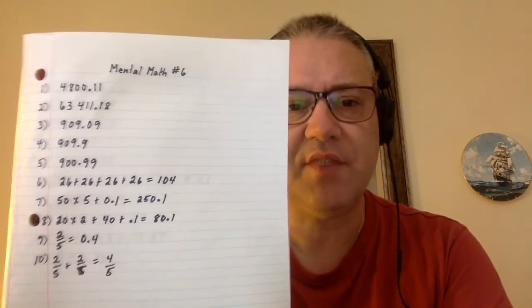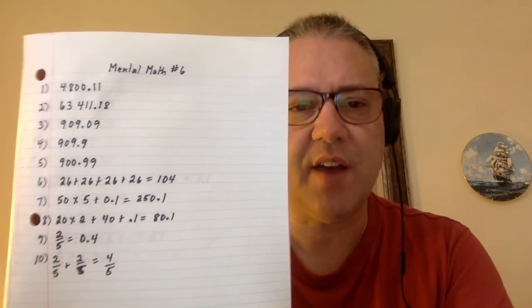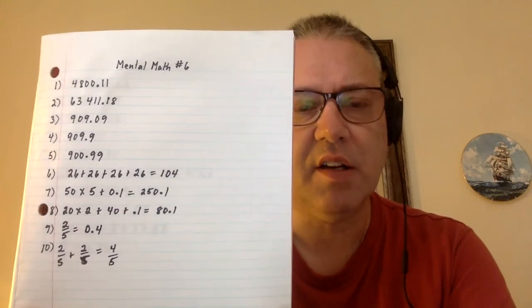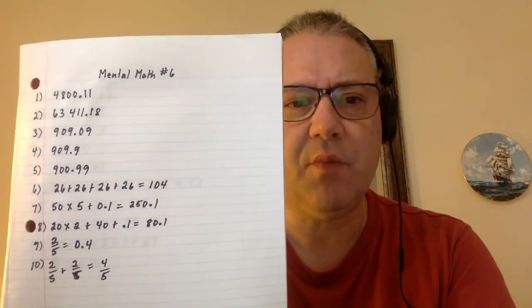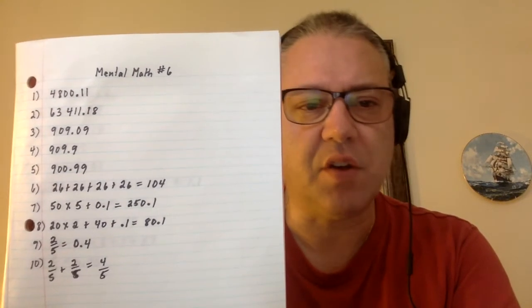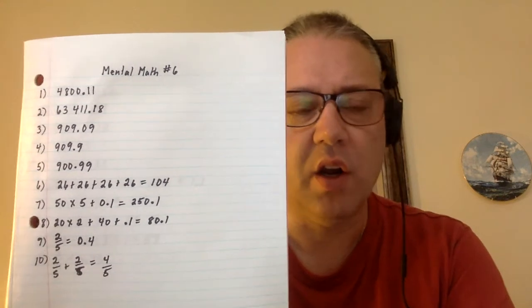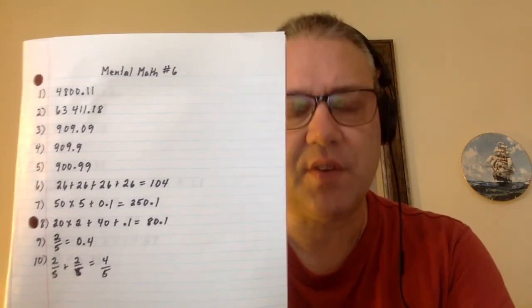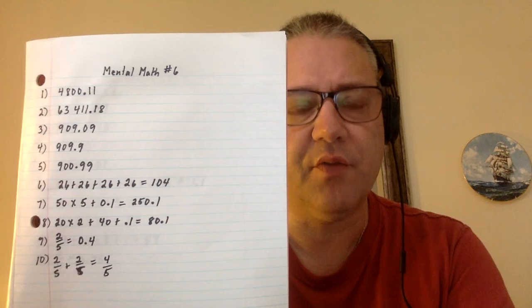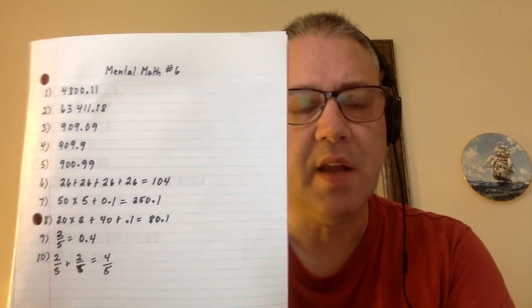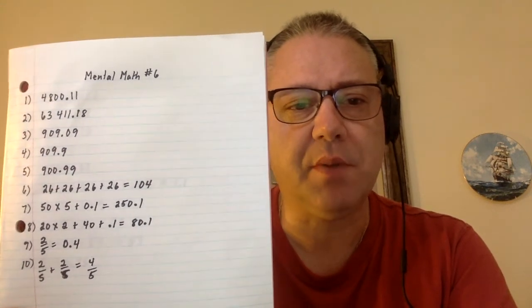Now number 6, think of the 26s like 25s. 25 plus 25 is 50. 50 plus 25 is 75. 75 plus 25 is 100. 4 quarters make 100. But we have 1 extra in each column. So that's 1 extra. So add 4. So 25 and 25, 25, 25 is 100 plus 4. 104 is the total.